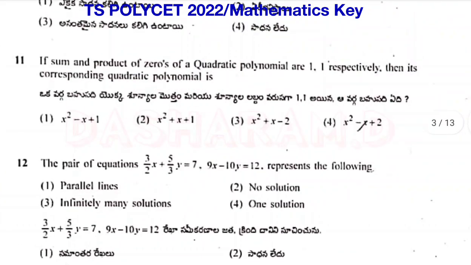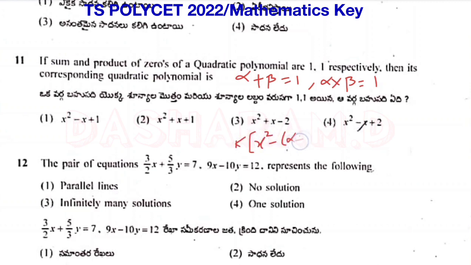Next, question number 11. The sum and product of the zeros of a quadratic polynomial are 1 and 1 respectively. Here the sum of the zeros is 1, the product of the zeros is also 1. Then what is its corresponding quadratic polynomial? Generally, sum of the zeros means alpha plus beta, and product of the zeros means alpha into beta. Then the quadratic polynomial formula is k into x square minus (alpha plus beta) into x plus alpha into beta.